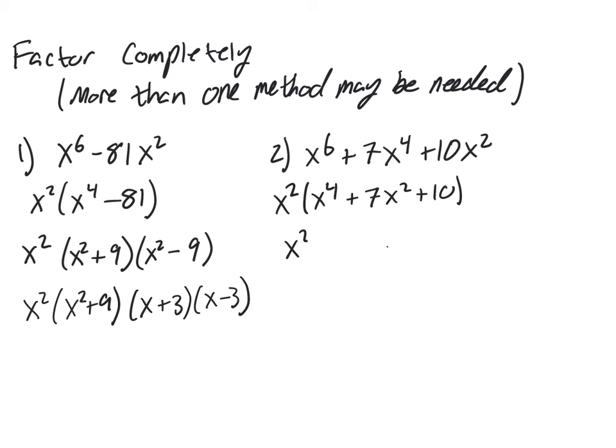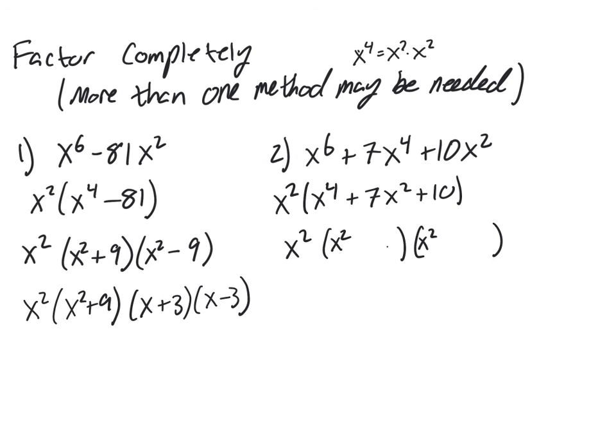So x squared is going to stay the same. We're going to factor this into two binomials, and we're going to factor this very similarly, even though it's an x to the fourth. Instead of asking ourselves for the first times first, what is x squared, we're going to ask ourselves, for the first times first, what is x to the fourth, just like we did in the other one. So x to the fourth is really just x squared times x squared. So that's going to be our first term.